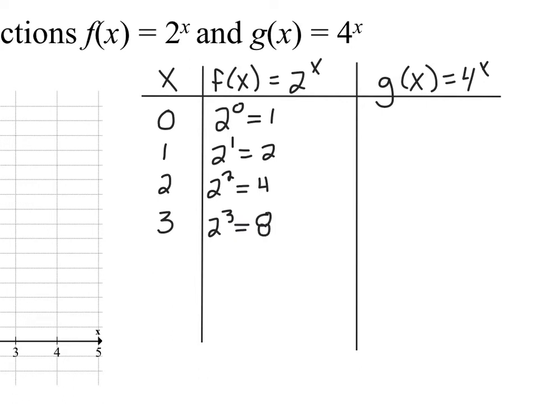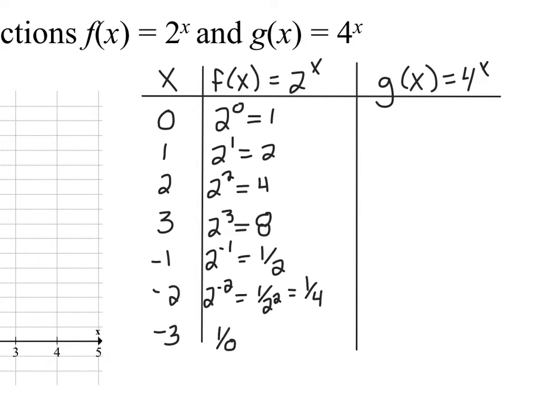Now we want to have some negative x values as well, so let's try negative 1, negative 2, negative 3. 2 to the power negative 1 means 1 over 2. 2 to the negative 2 means 1 over 2 squared, or 1/4. And then, of course, this would be 1/8. We'll start by just graphing these ordered pairs for 2 to the x.